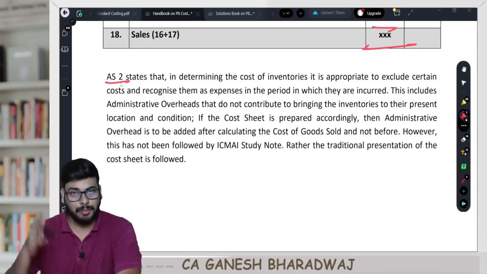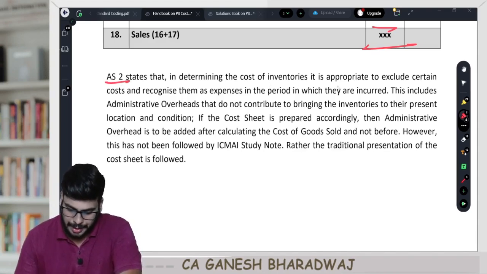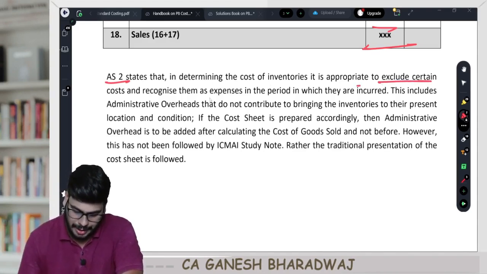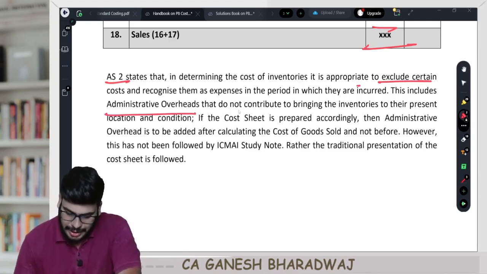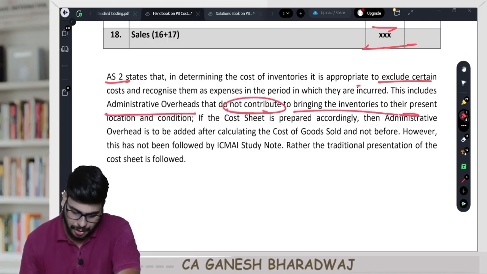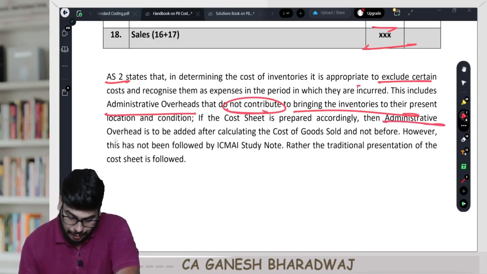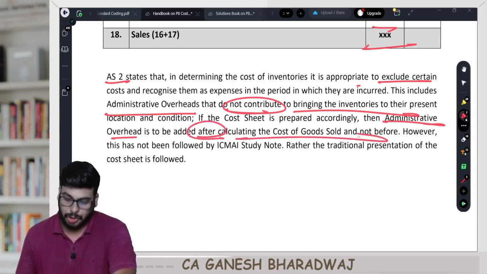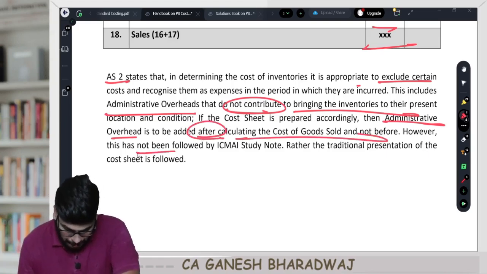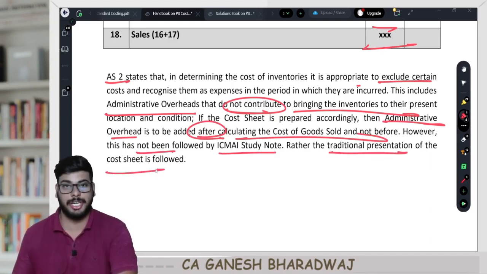Okay, AS2 is not CAS, Accounting Standard 2, states that in determining the cost of inventories, it is appropriate to exclude certain costs and recognize them as expense in the period in which they are incurred. This includes AOH that do not contribute to bringing the inventories to the present location and condition. If the cost sheet is prepared accordingly, the administrative overheads is to be added after calculating the cost of goods sold, not before. However, this has not been followed by ICMA study note. Rather, the traditional presentation of cost sheet has been followed.